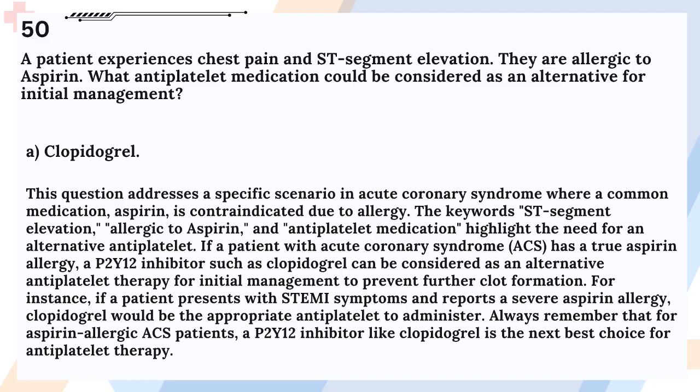Answer: A. Clopidogrel. This question addresses a specific scenario in acute coronary syndrome where a common medication, aspirin, is contraindicated due to allergy. The keywords ST segment elevation, allergic to aspirin, and antiplatelet medication highlight the need for an alternative antiplatelet. If a patient with acute coronary syndrome, ACS, has a true aspirin allergy, a P2Y12 inhibitor such as clopidogrel can be considered as an alternative antiplatelet therapy for initial management to prevent further clot formation.